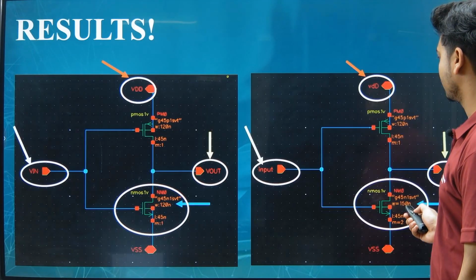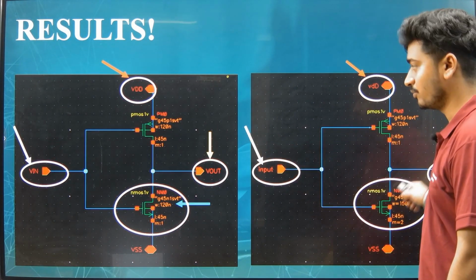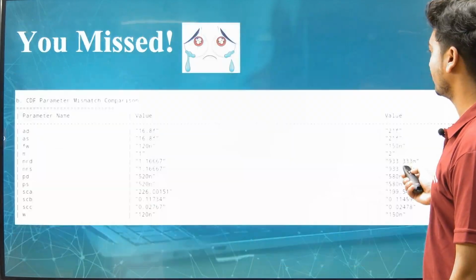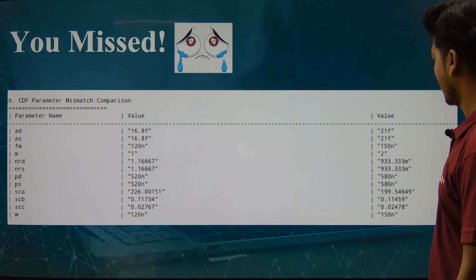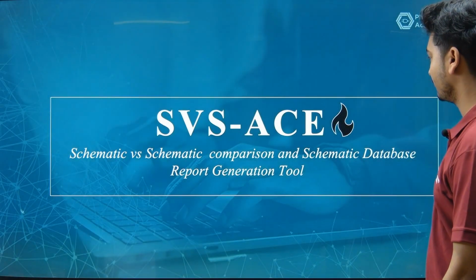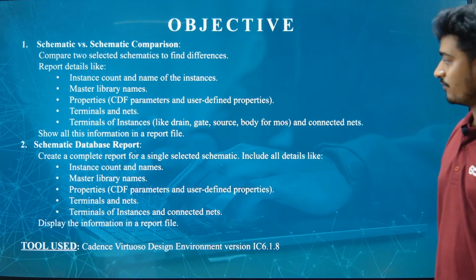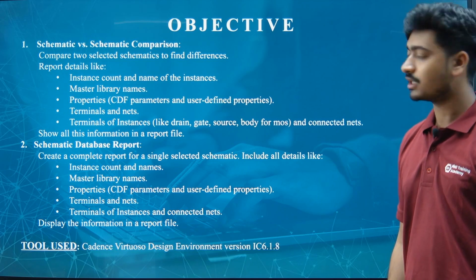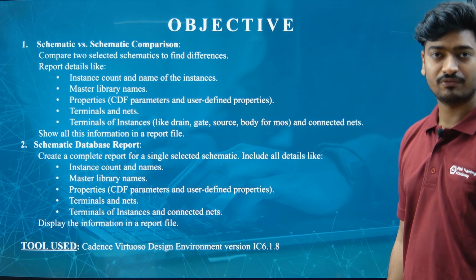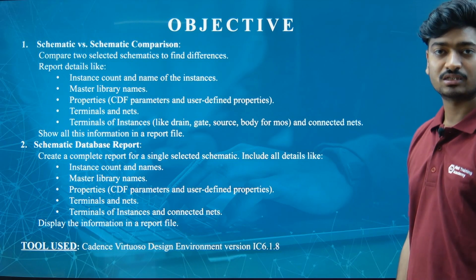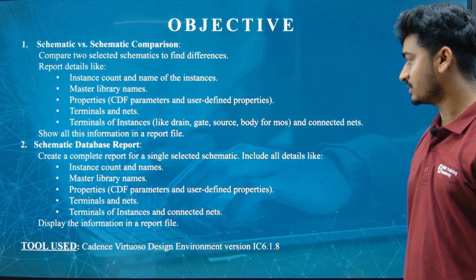So all of you have spotted differences like input, Vin, Vout and Vout pin. But you all have missed these other types of differences. In that case, our project comes into the picture, known as SVS ACE, schematic versus schematic comparison. Our main objective is to compare two selected schematics and find the differences between them. Second, to generate a schematic database report, where all the information of instances can be seen.